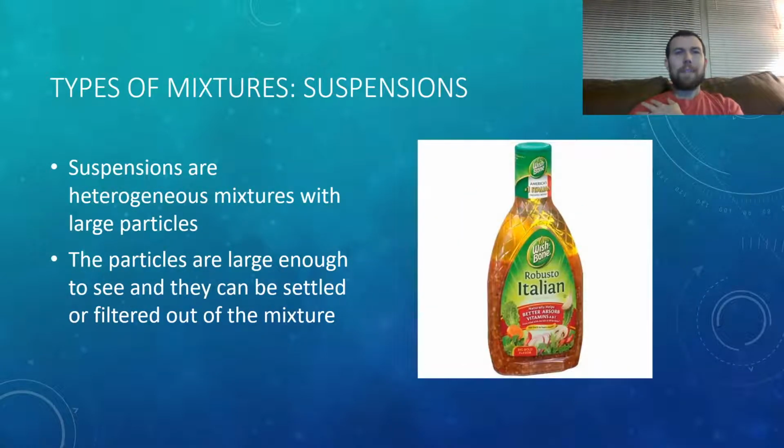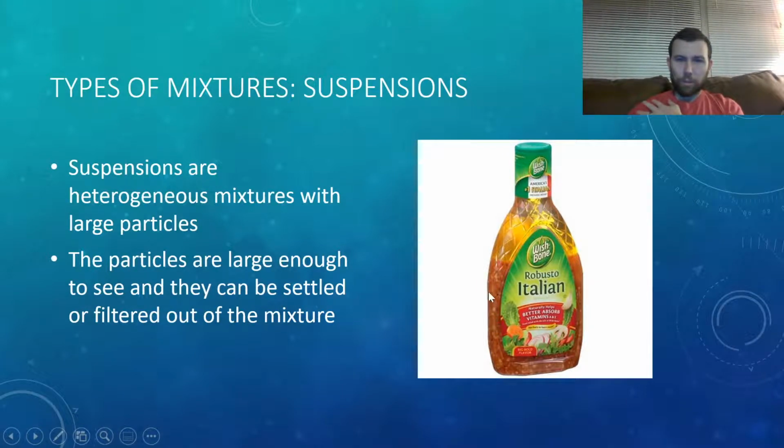Now, the next type of mixture is a suspension. Suspensions are a specific type of heterogeneous mixture, and suspensions have very large particles. If I use this picture as an example, you can see the oil on the top, you've got the other component down here, and you've got the solid particles that you're seeing on the side. They're large enough that you can see them.